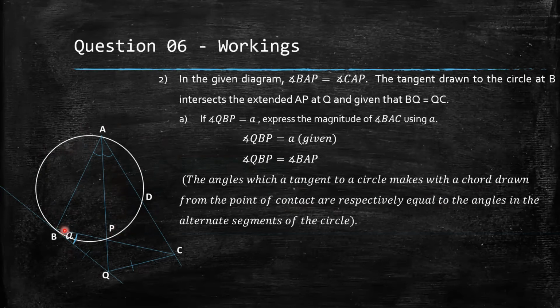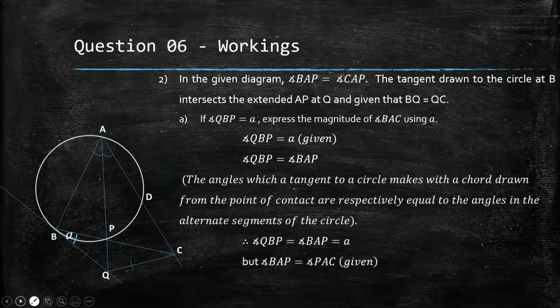Therefore, the angle made by the chord in the alternate segment will be equal to that angle A. Therefore, we can straight away write QBP is A. It is also equal to BAP. So BAP will be A. Now we know BAP is equal to PAC. It is given that BAP is equal to PAC. So it is the data given. Therefore, this will be A and this will automatically become A.